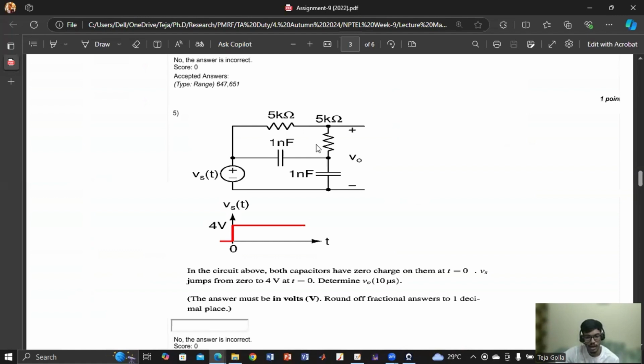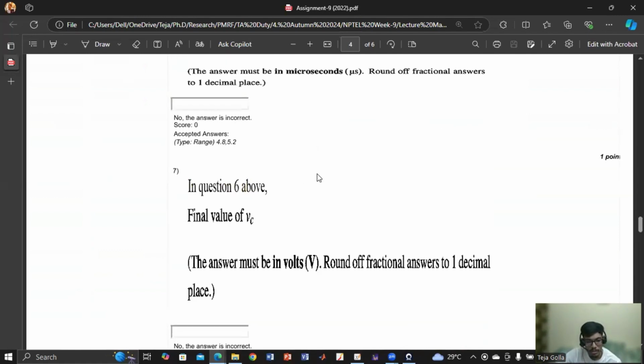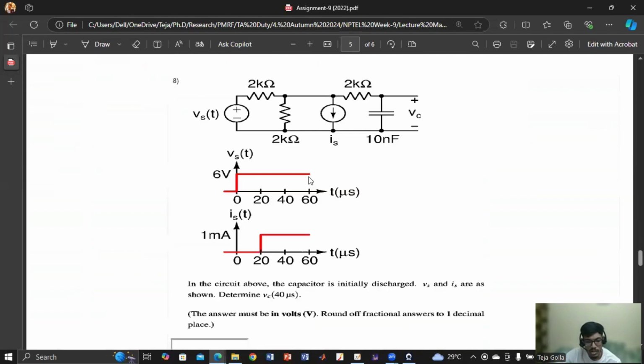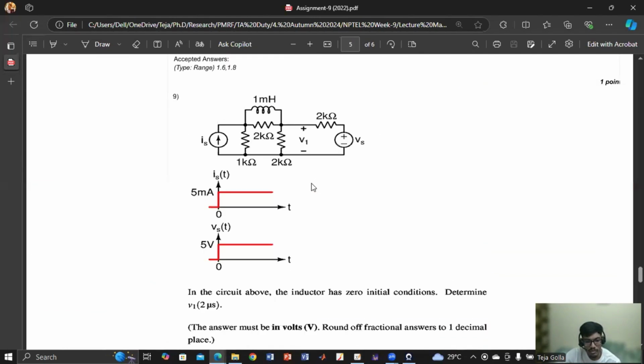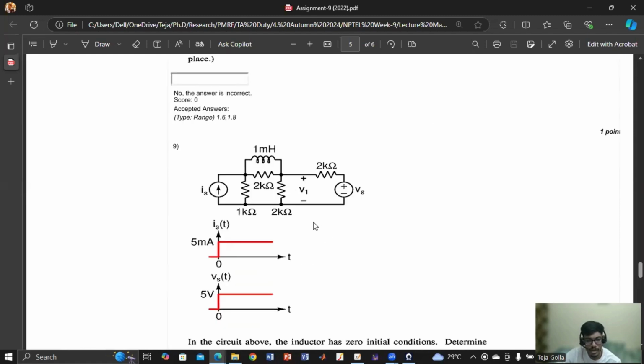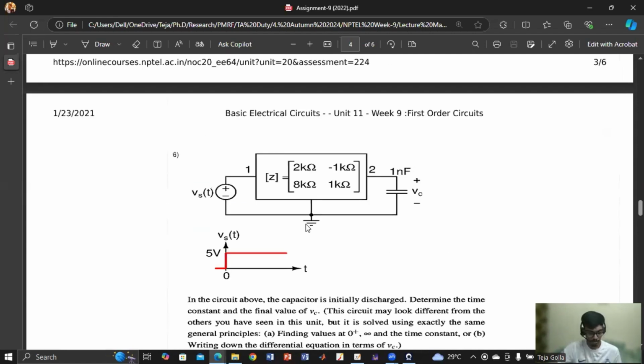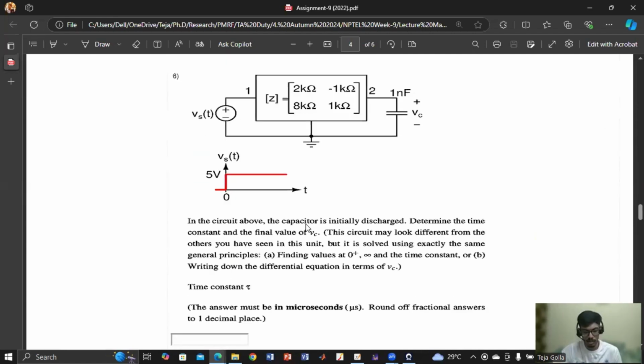Okay, so we have done question number 5. I think question number 6 we can do. After that, maybe 9 or 10 we can do. 9 could be easy, or we'll see if we can do 10. 10 is very simple and straightforward. Maybe 9 or 10, or maybe 8, one of them will do, if time permits. But let us start with question number 6.